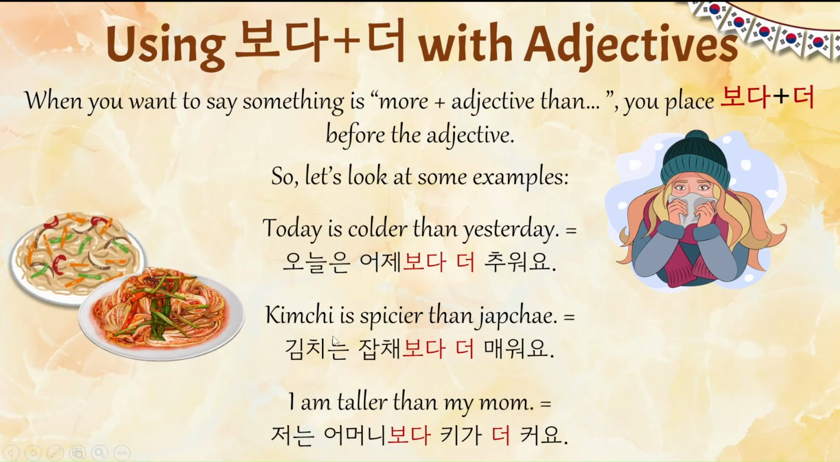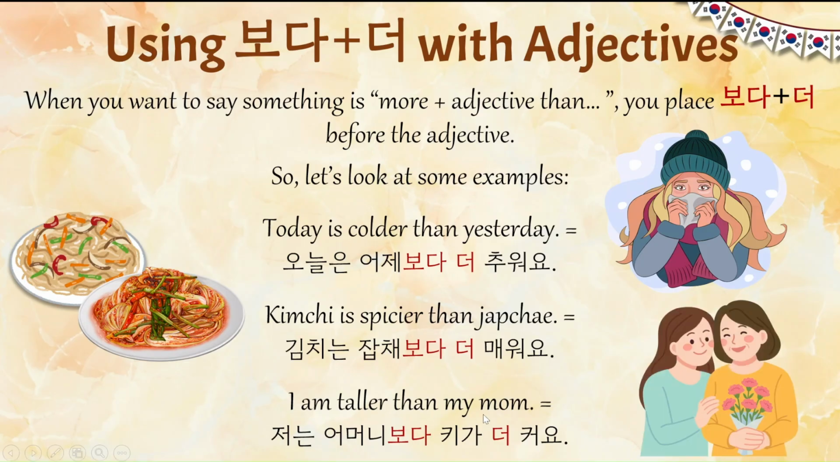Next. Kimchi is spicier than 잡채. 김치는 잡채보다 더 매워요. Kimchi is written like this, 잡채 like this. You have to say spicier, more spicy than 잡채. So you are comparing kimchi with 잡채. So it becomes 잡채보다, more spicy. 잡채보다 더 매워요. Simple. Next. I am taller than my mom.